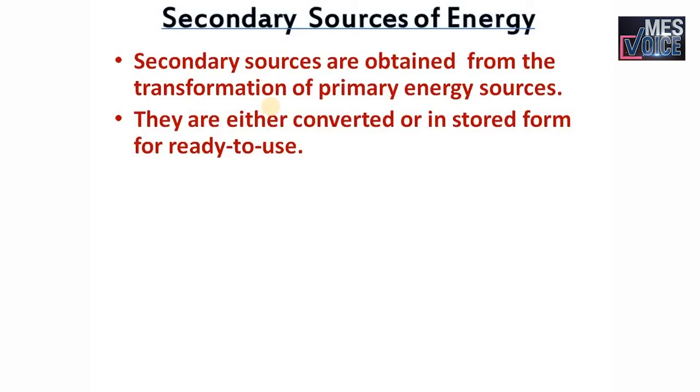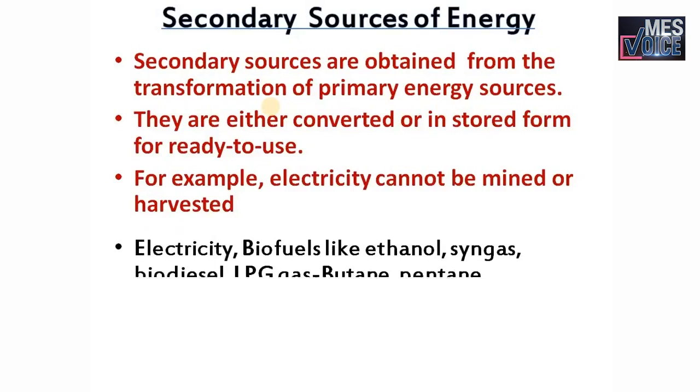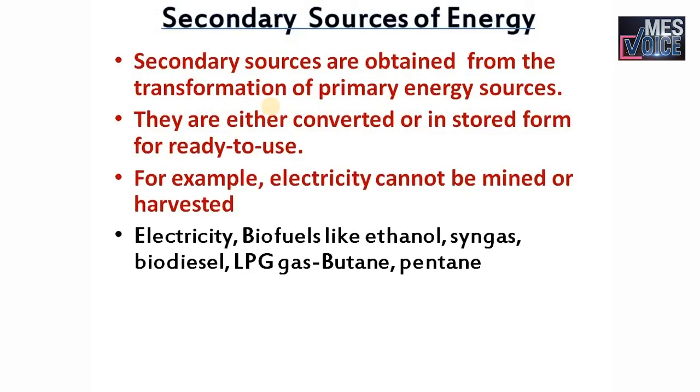So what we said is that secondary sources are obtained after doing some processing or transformation on primary sources. Examples are quoted here. Electricity is an example of a secondary source, which is not obtained by mining or harvesting. A secondary source can be easily stored as compared to a primary source. Electricity you can easily store in different devices, and whenever you need it, you can get it.